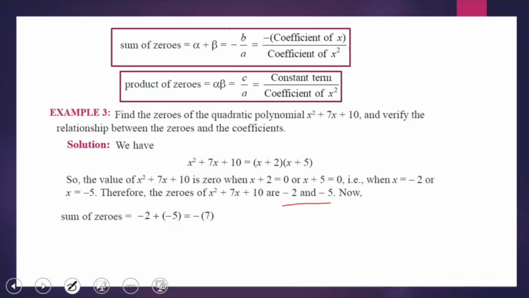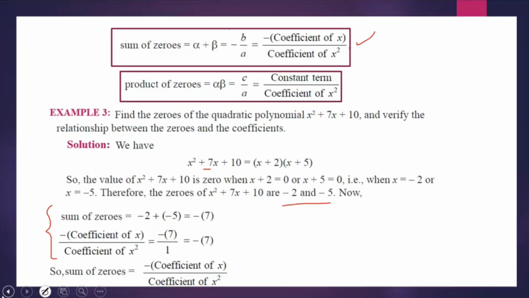Let us check. I need to prove it equal to minus the coefficient of x upon the coefficient of x squared. That means I'll find minus the coefficient of x. What is the coefficient of x over here? 7, upon the coefficient of x squared, which is 1. So minus the coefficient of x upon the coefficient of x squared comes out to be minus 7 upon 1, which is also equal to minus 7. So I get the result: the sum of the zeros is equal to minus the coefficient of x upon the coefficient of x squared. Let us come to the product.